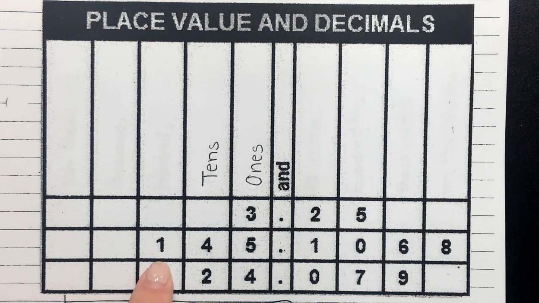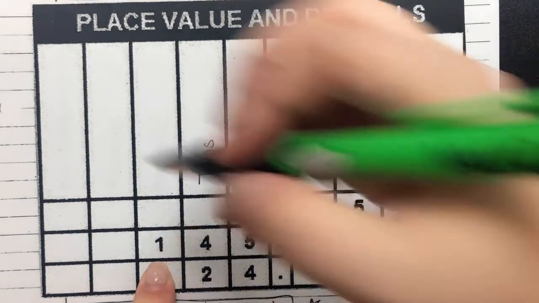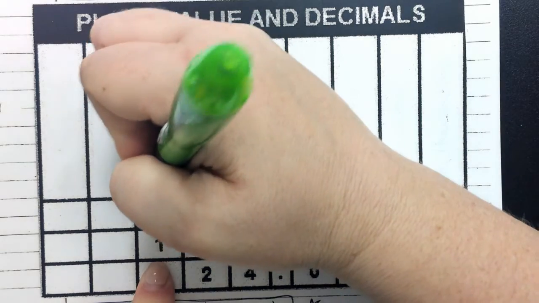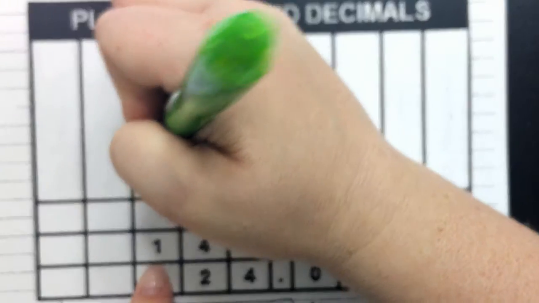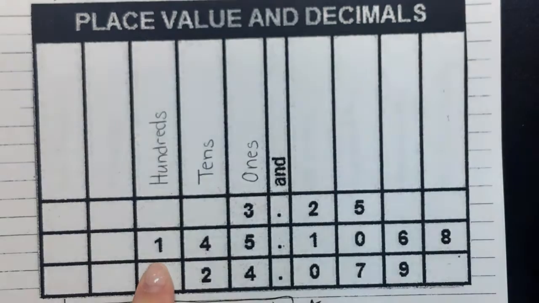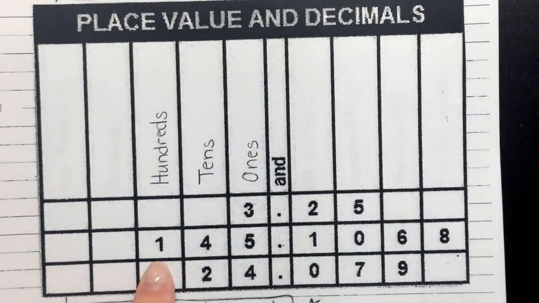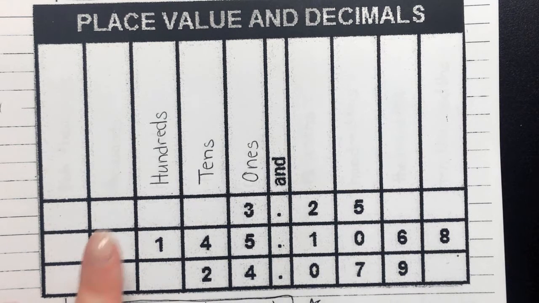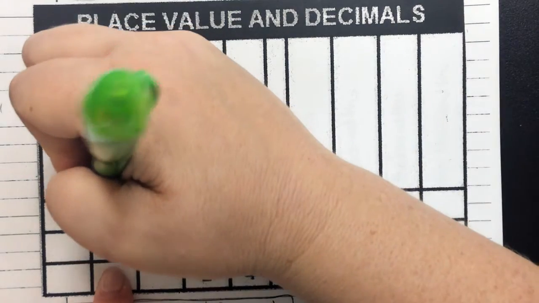All right, what about the 1? What is that location? Rubian? The hundreds. And what would the value of that be? Kinsley? 100. Okay. If I did have a number in the next location, what would that next location be called? Chandler? The thousands.